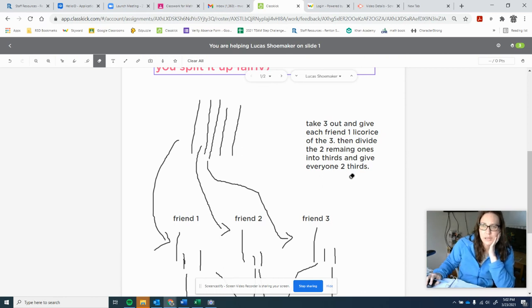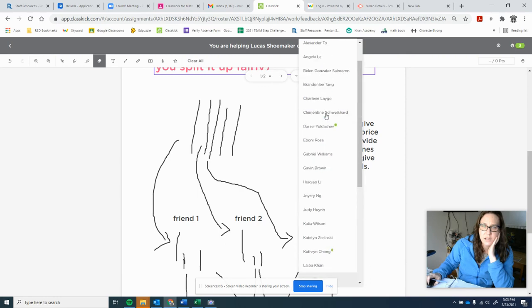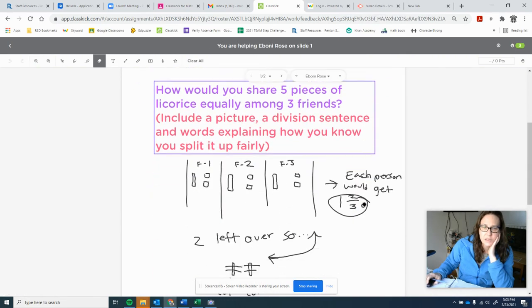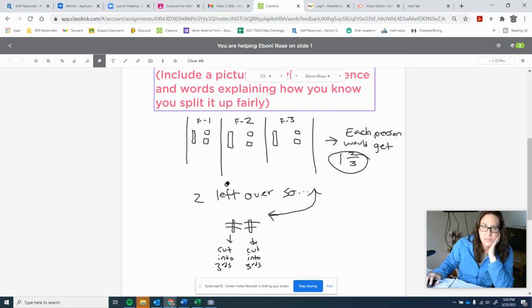Then divide the 2 remaining ones into thirds and give everyone 2/3. Okay, so that was one way to show it. Ebony shared her screen with us in class, and this is what Ebony's looked like. She did a kind of similar, but she showed it very differently. So she gave everybody 1, 2 left over, so she cut them into thirds, and each person would get 1 and 2 of the little third pieces. Right? Also correct.